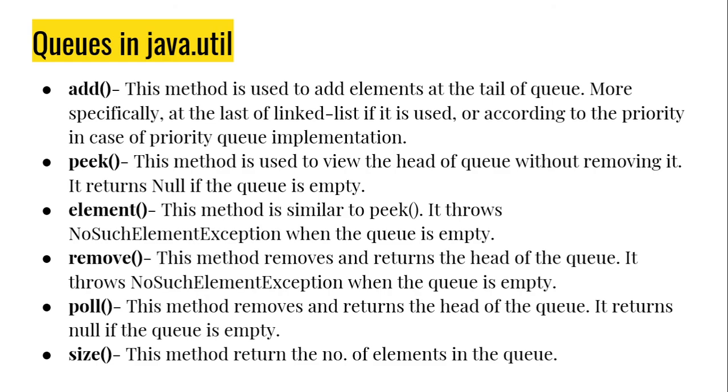Lastly, we have the size method. It will just return the number of elements in the queue. So these are just the basic methods in the queue interface implementing linked list. There are also other methods that can be utilized by the queue interface because of the linked list implementation. So let's remember, when you enqueue using linked list implementation, you basically use add.